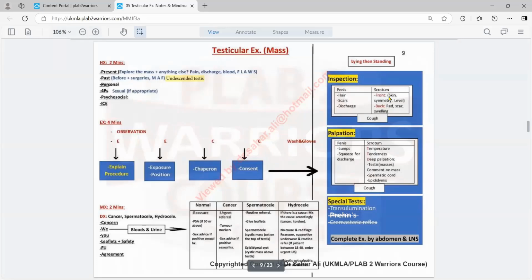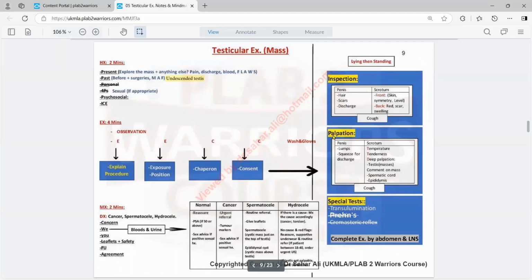If you find something, comment and highlight that you found a skin scar, or the right part is lower than the left part, which is not normal, or I found swelling in the right testicle or the left testicle. After that, you ask the patient to cough. Can you please cough for me? What are you looking for? You're looking for hernial orifices. This is in inspection.